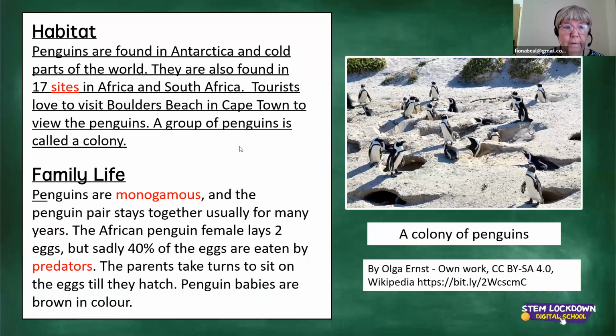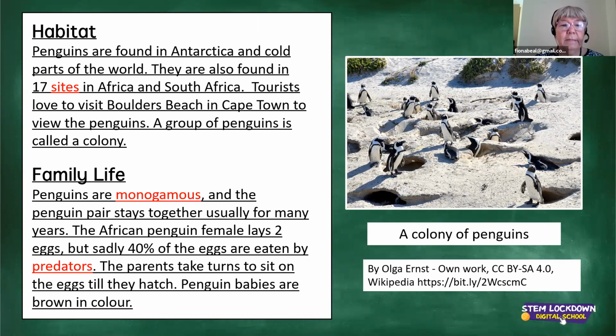Family life. Penguins are monogamous, and the penguin pair stays together usually for many years. The African penguin lays 2 eggs, but sadly, 40% of the eggs are eaten by predators. The parents take turns to sit on the eggs till they hatch. Penguin babies are brown in color. So they lay 2 eggs.